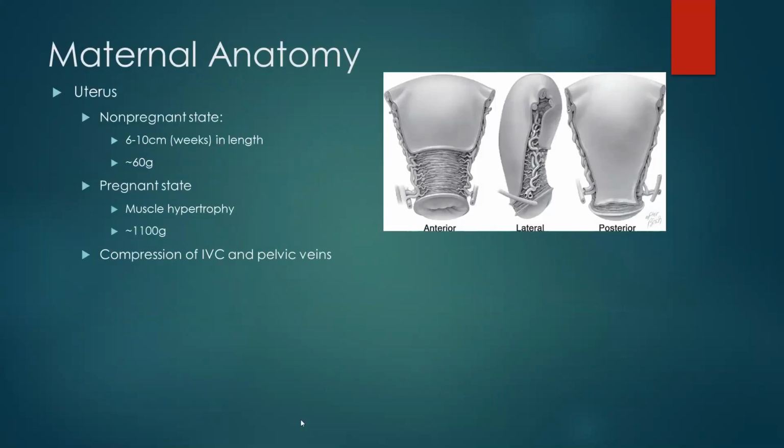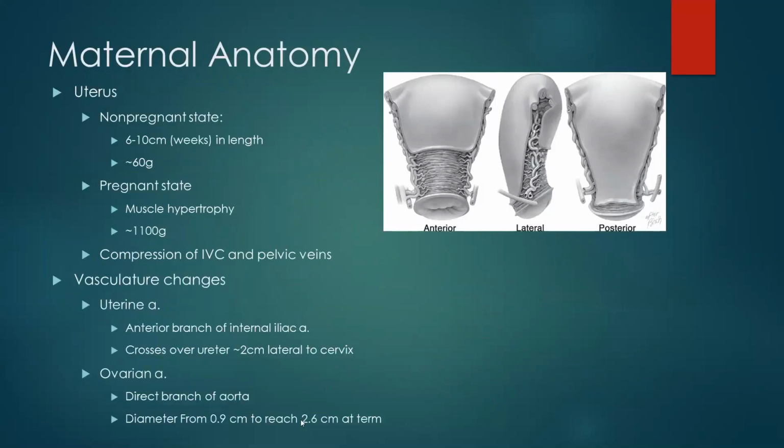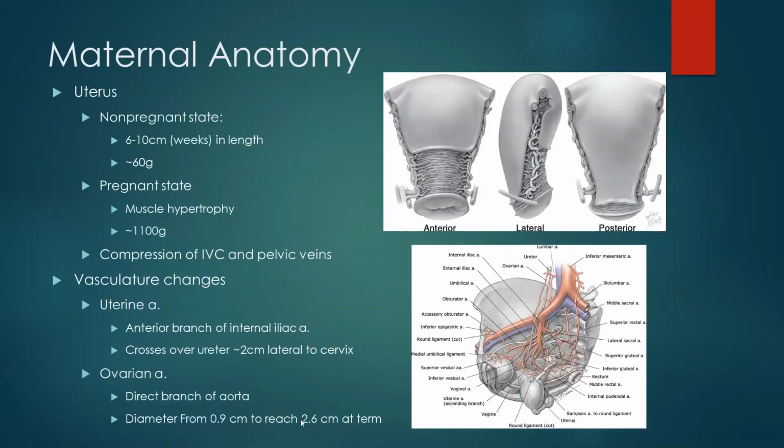In the pregnant state, the uterus grows up to about 1,100 grams. Most of this, really all of this, is due to muscle hypertrophy. The myometrium hypertrophies and doesn't actually proliferate. Because of this weight of the uterus, you can get compression of the IVC and the pelvic veins. This leads to some of the vascular changes in pregnancy.